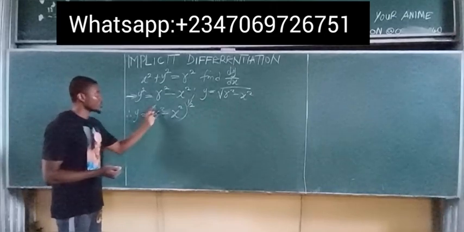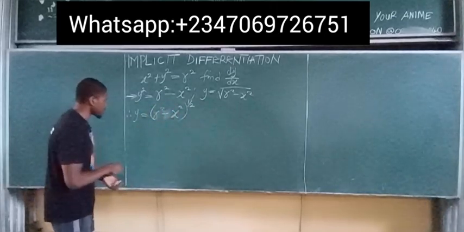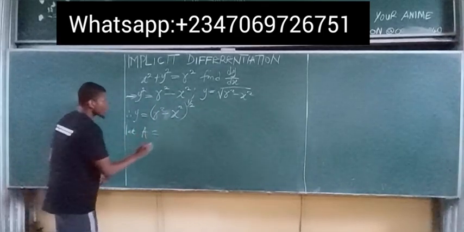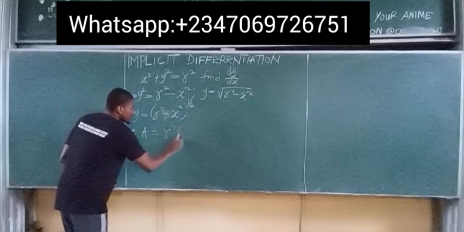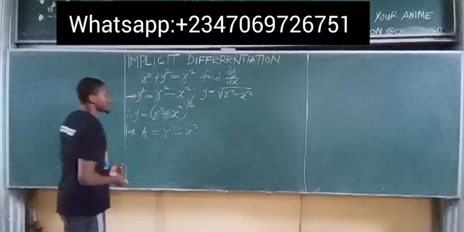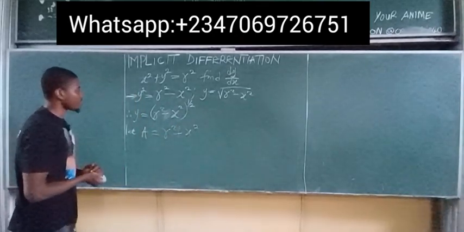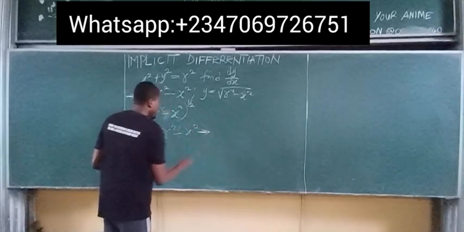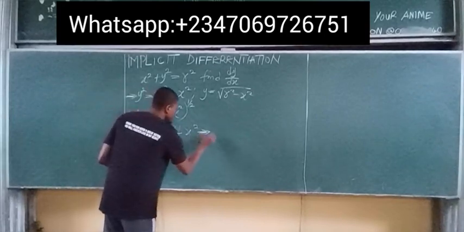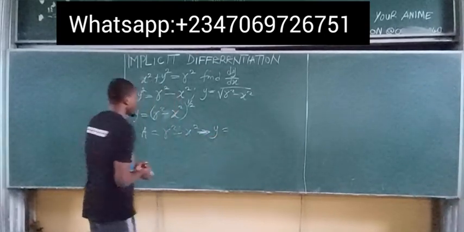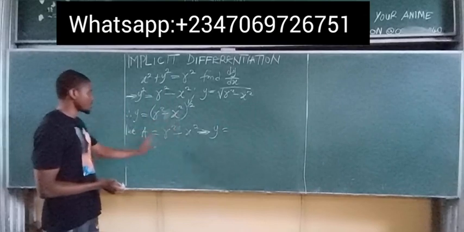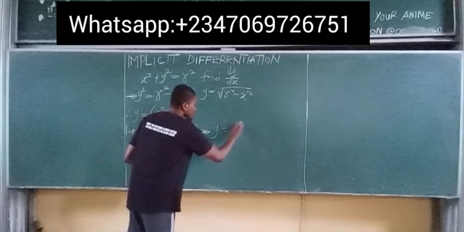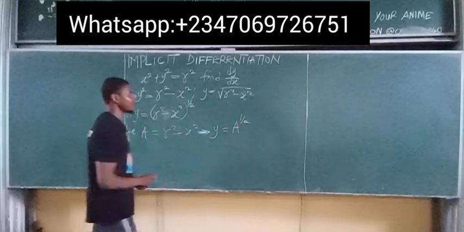All right, so the very easy approach here is to attach a variable to the whole of this function in the bracket. Let's simply say let a be equal to r squared minus x squared. So this implies that y is now equal to, in place of r squared minus x squared, we simply call that a. So y is now equal to a all to the power of 1 over 2.